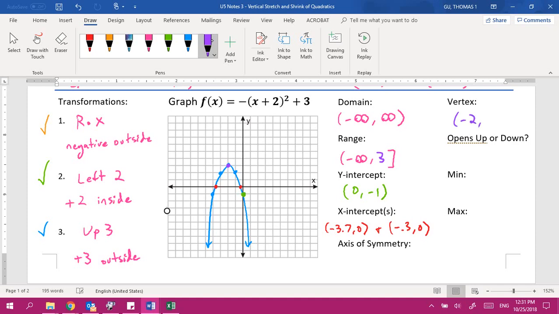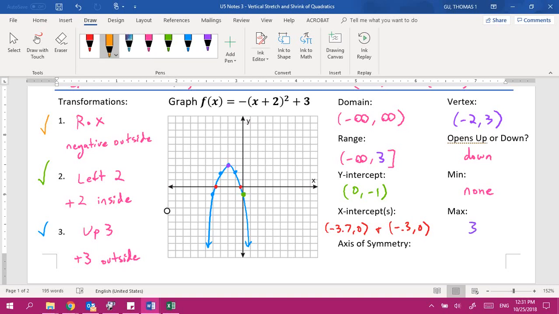-2, 3, right. Does it open up or down? Down. What's the minimum? None, that's right. And what's the maximum? 3, that's right.